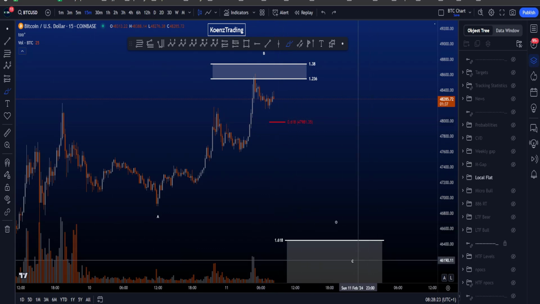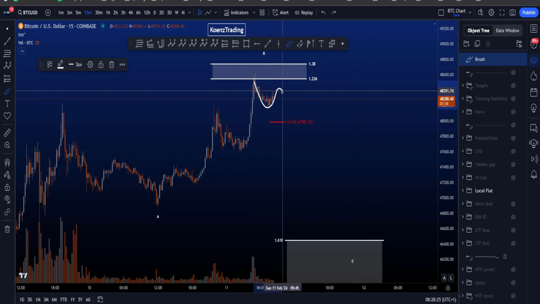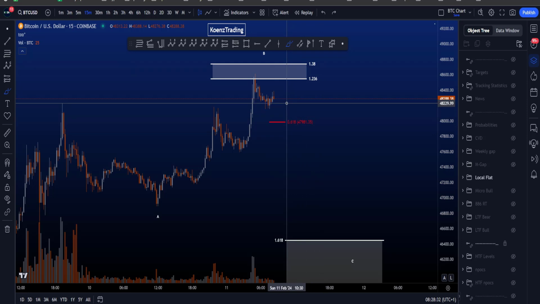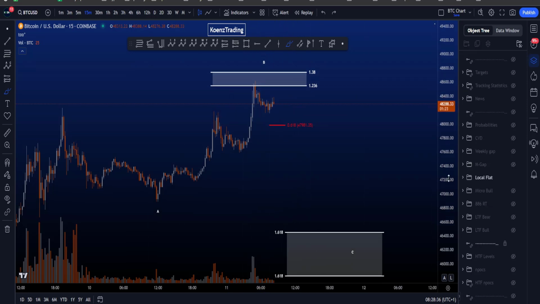Preferably, if we are looking for a wave C, we are going to be looking for an impulsive structure to the downside in a 1, 2, 3, 4, 5, where all the rules of an impulse should be respected as well. And it would be nice to see some bearish CVD divergences as well.